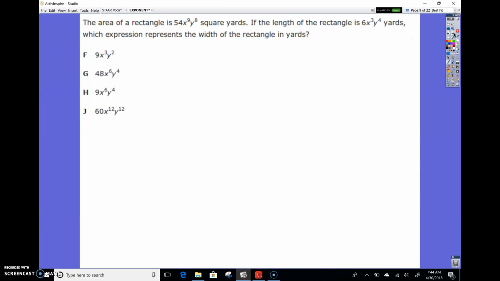Okay, so they give you the area and they give you the length. Anytime they give you the area, you have to divide. So 54x to the 9th, y to the 8th, divided by 6x to the 3rd, y to the 4th. You're going backwards. Go ahead and do that. See what you get.